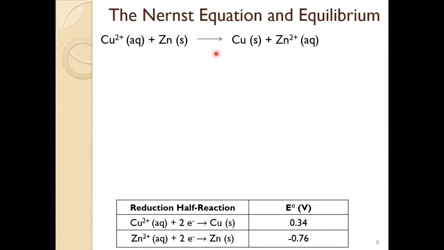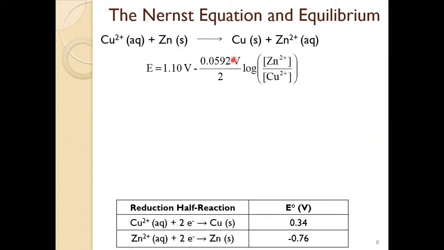So if we had this galvanic cell, copper 2+ plus zinc produces copper and zinc 2+, we could certainly calculate the cell potential under any condition using the Nernst equation, specifically 1.1 volts minus 0.0592 divided by 2, because 2 electrons are transferred, times the log of Q, which is just the current concentration of zinc 2+ ions on the product side and the concentration of copper 2+ ions.